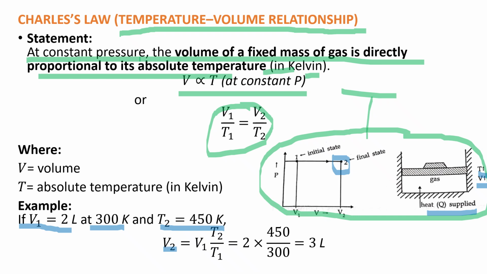So V2 equals V1 into T2 divided by T1. So V1 is 2 liter, 450 is the T2, and initial is 300 Kelvin. So the final volume is 3 liter. So this is Charles' law, which is giving the relationship between V and T.